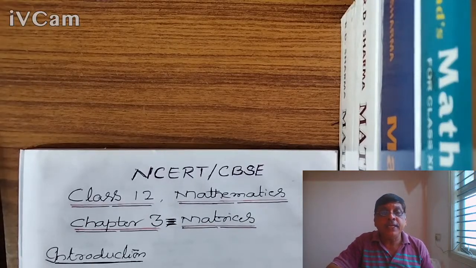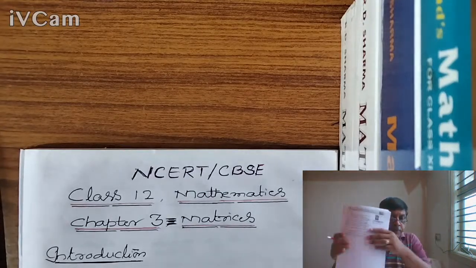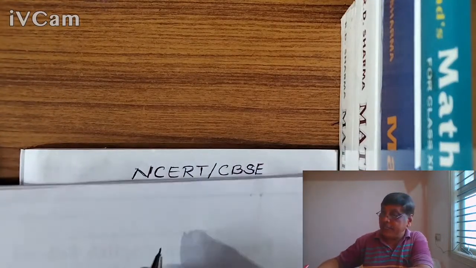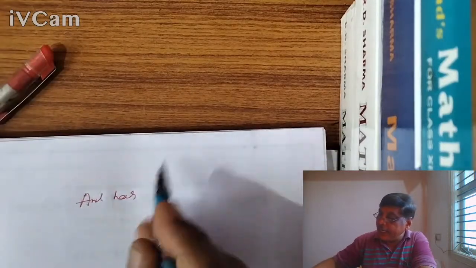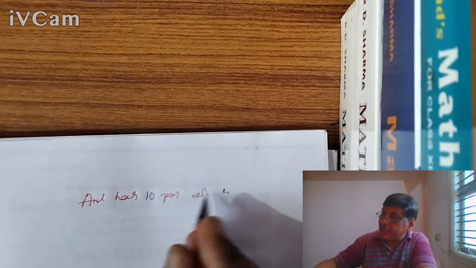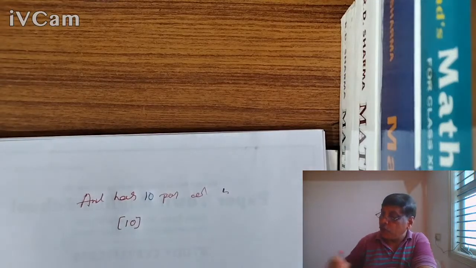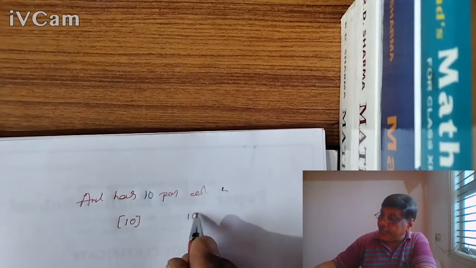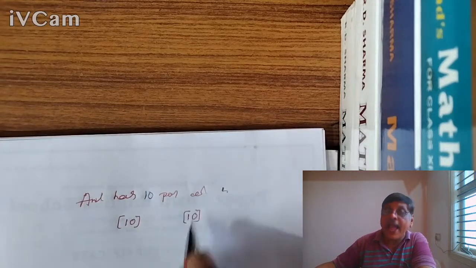So roughly we say that a matrix is a store of information of numerals. To understand this, let us take an example. Suppose we wish to express the information that Anil has 10 pens. We may express it as a bracket, with the understanding that the number 10 inside the bracket represents the number of pens Anil has.